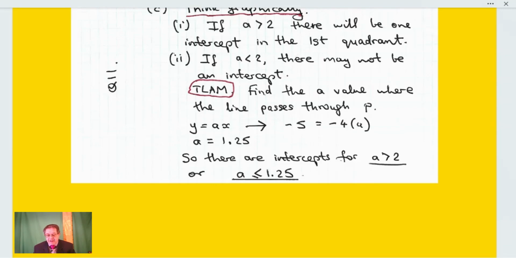So our final answer is that a is larger than 2 or a is less than or equal to 1.25. Make sure you use a strict inequality here and a less than or equal to here, and an or, not an and.